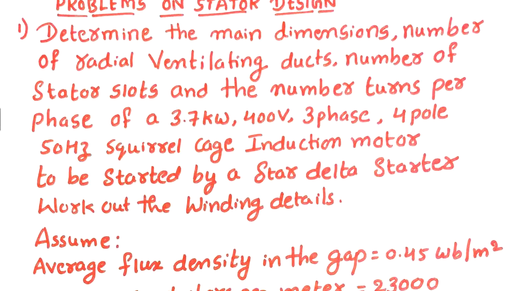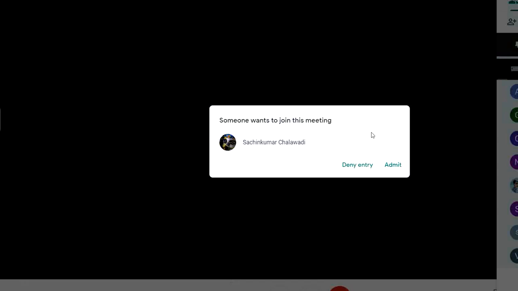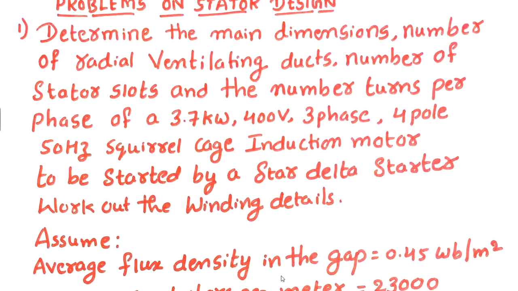So what has been asked here is the main dimensions. The main dimensions mean D and L. D means the diameter of the core, L means the length of the core, and then the number of radial ventilating ducts. How many ventilating ducts will be there? That we need to study. Then how many stator slots, and the number of turns per phase.